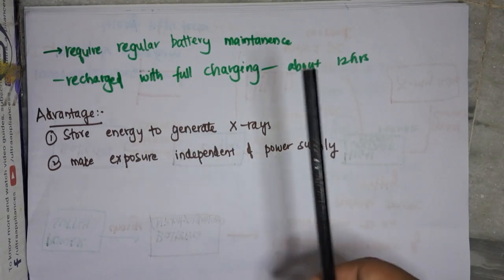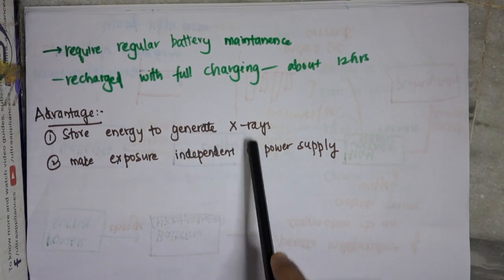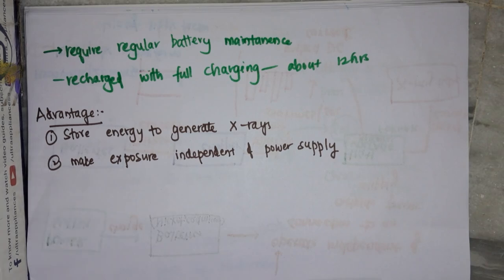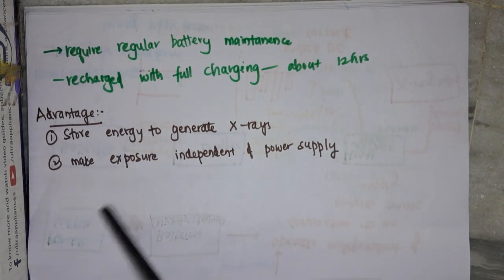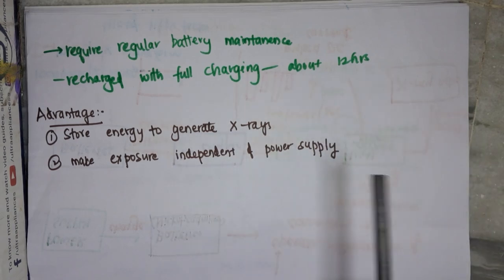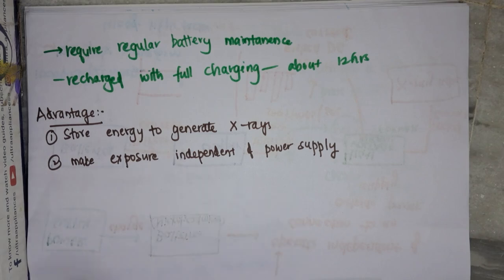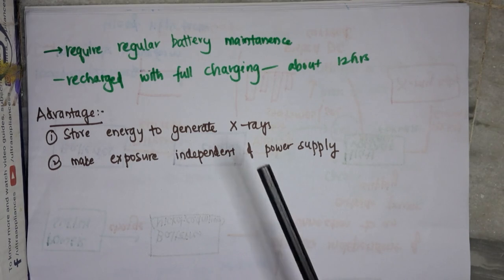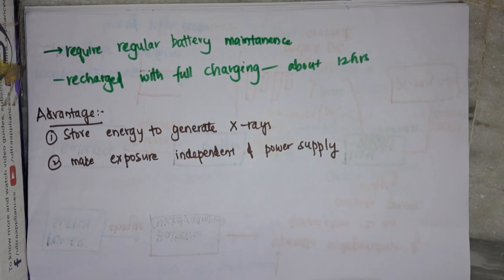What are the advantages of these battery powered generators? These battery powered generators can store considerable energy to generate X-rays. So as a result, we can take this battery powered generator from one place to another, and we can use it repeatedly. Second, they can make exposures independent of a power supply. So even in remote areas or for bedside X-rays, we can use these battery powered generators. A typical unit can store as much as 10,000 milliampere second. Okay, so this is about battery powered generators.